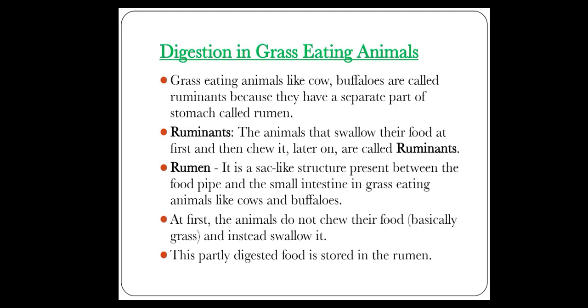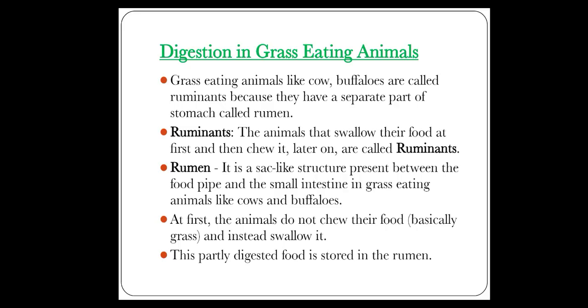What do these ruminants do? They first swallow the food and later they chew it. Whenever we see any grass eating animal, cow, buffalo, etc., we see them always eating very fast. What exactly they do is they just swallow their food at that time. Later this food comes back to their mouth and they chew it properly. So the grass eating animals are ruminants.